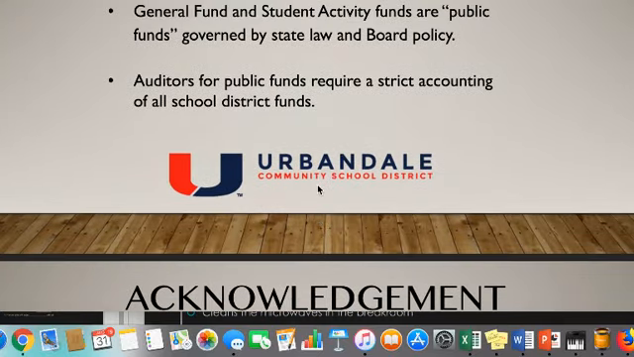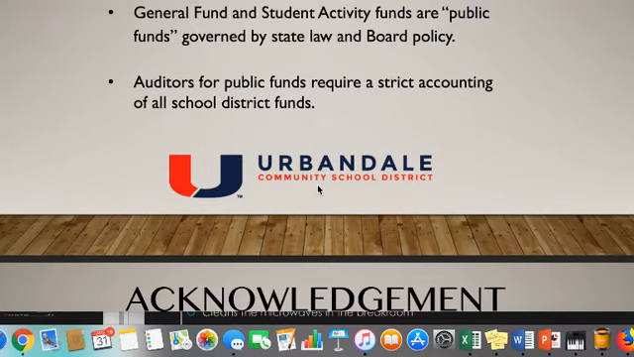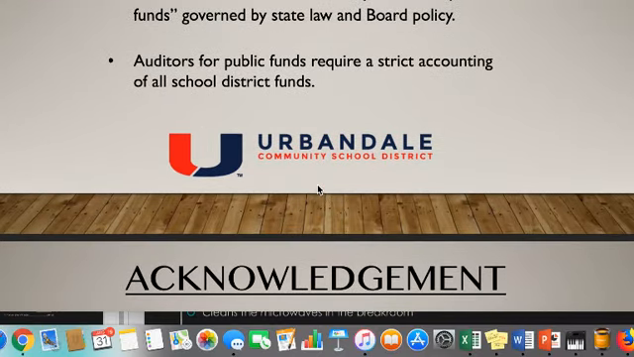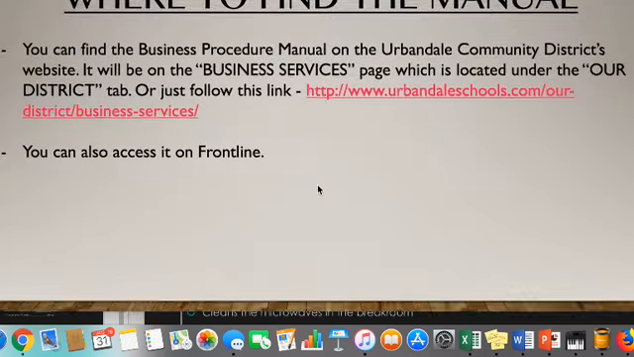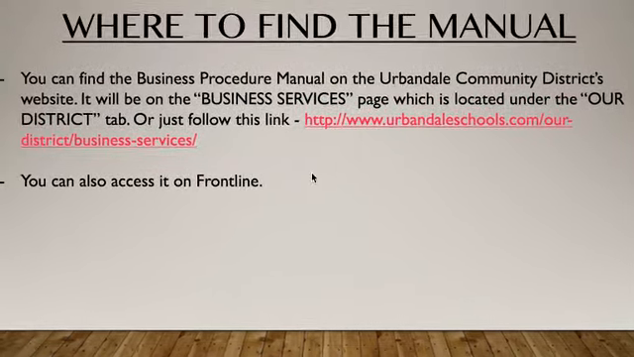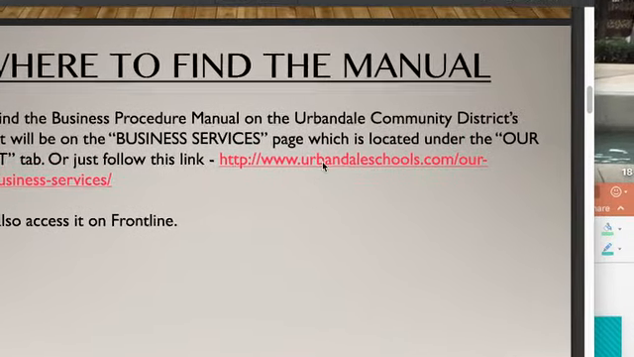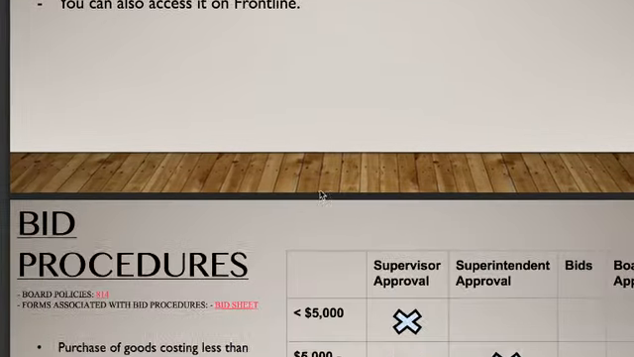So we are, as part of the school district, needing to follow the guiding principles, the expectations that our business office has put in place for our school. Our PTO is also under the district umbrella, so they must follow the same guidelines. So the manual is found under the business procedures link at urbandaleschools.com, and it's also listed in Frontline.